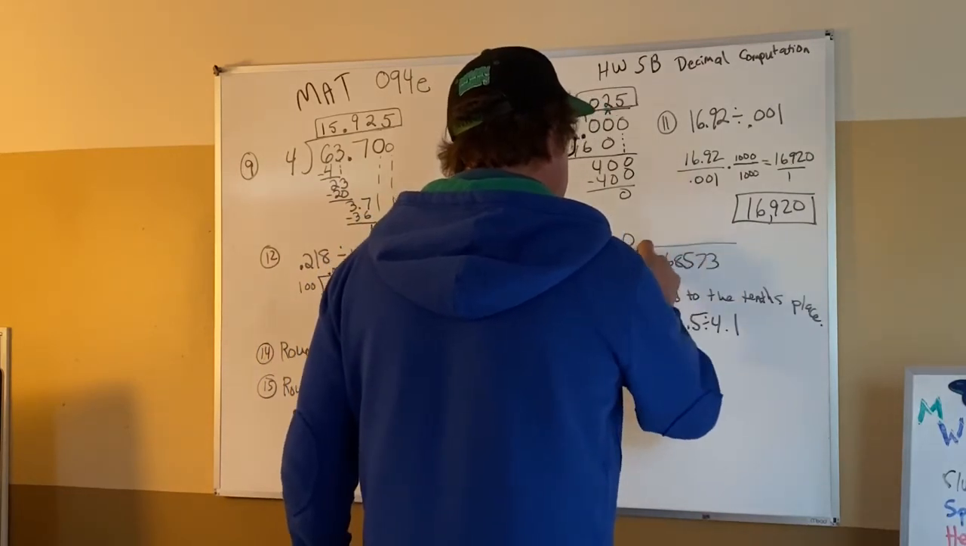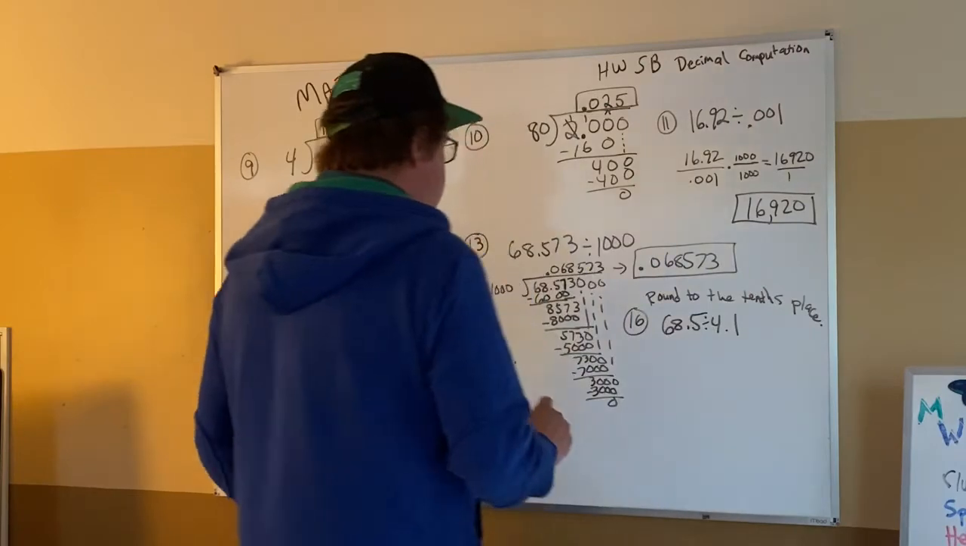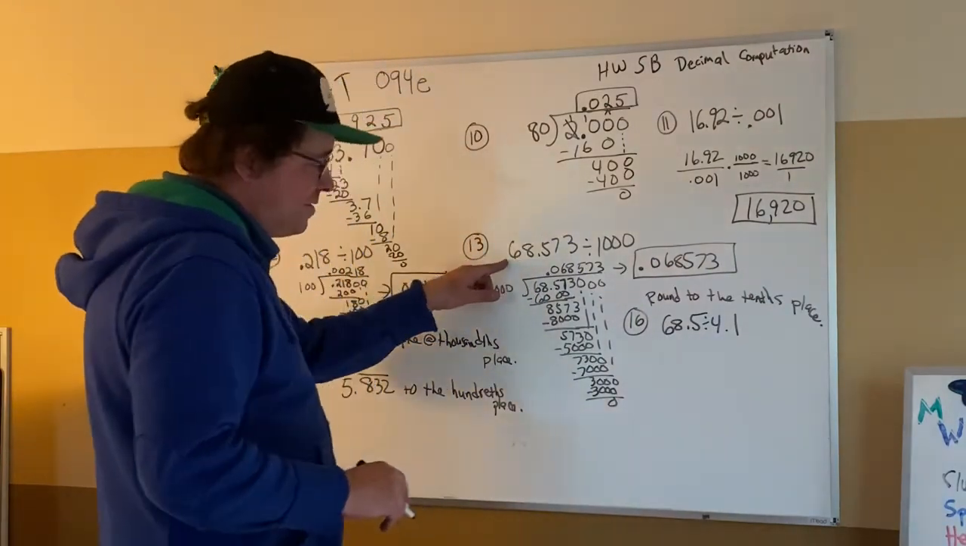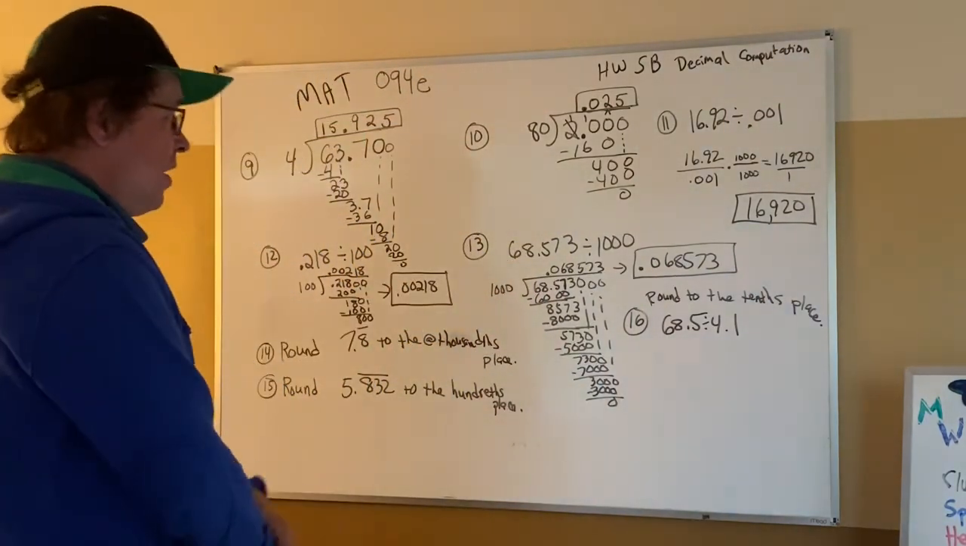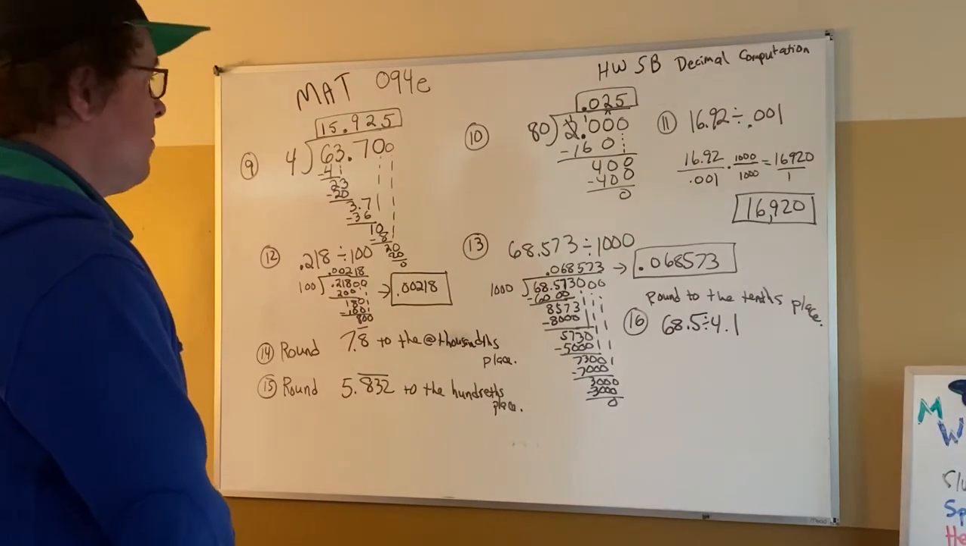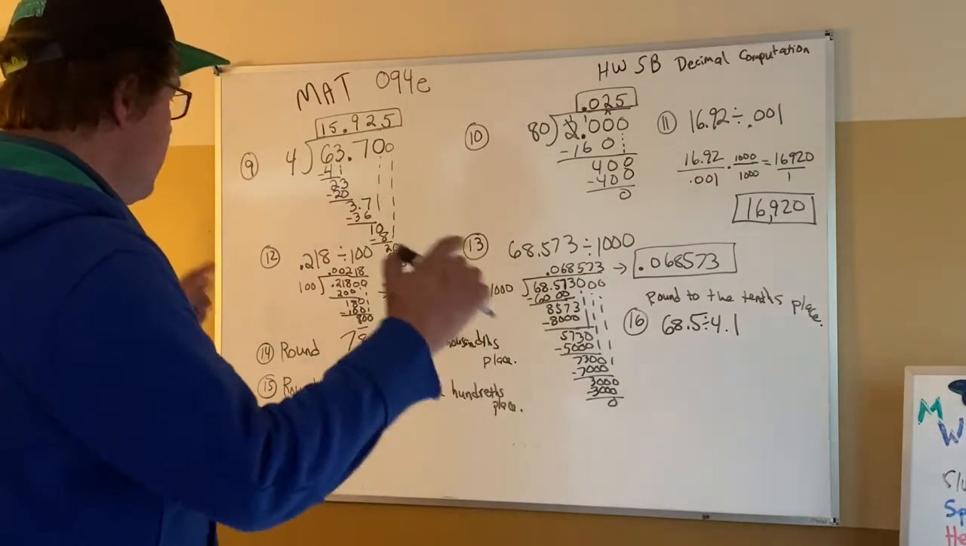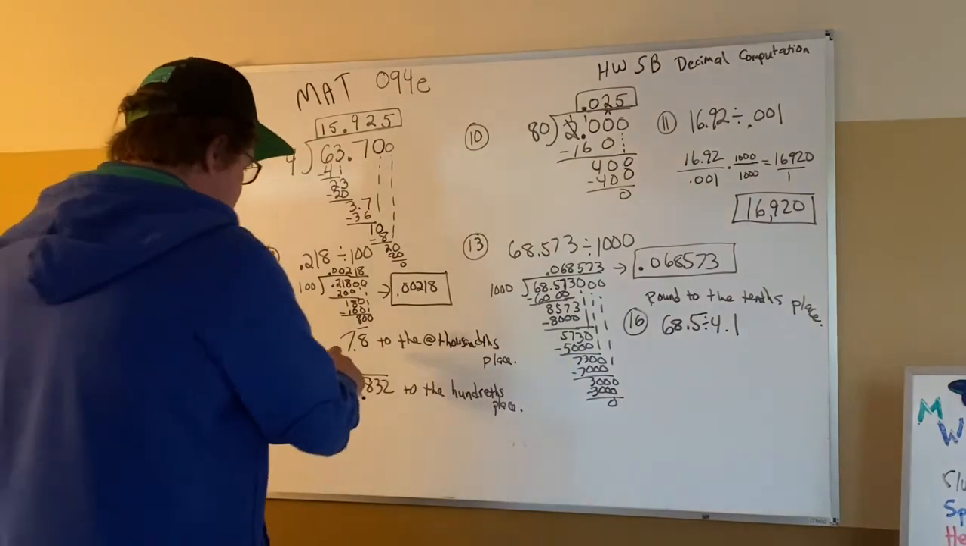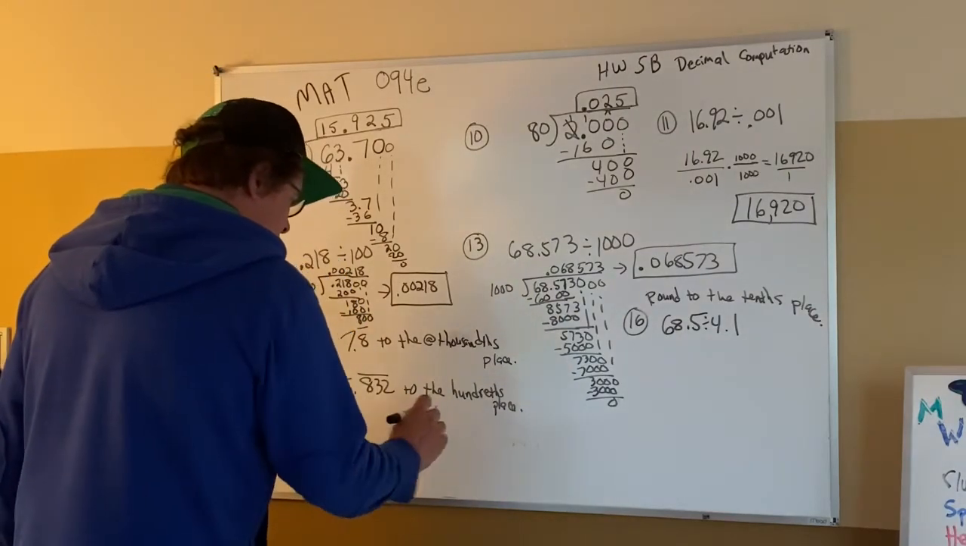0.068573. What happened there? It made it smaller by 3 decimal moves. The first 2 got me past the 6th. The third one had me create 0.068573. Now we have to round 7.8 repeating to the thousandths place.